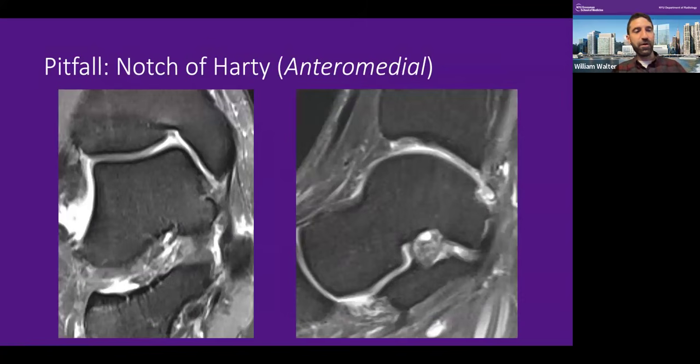And then this is just a pitfall to be aware of, known as the notch of Harty. At the anteromedial tibial plafond, there is this defect in the bone, a small notch. This is totally normal, an anatomic site that arthroscopists are actually well aware of because this forms a widening in the joint that serves as kind of a nice port for arthroscopy. And this is not to be mistaken for an osteochondral injury.